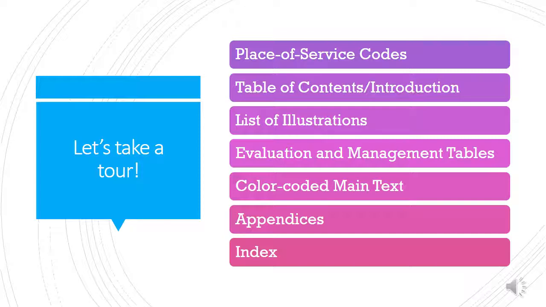Next, we find some very useful evaluation and management tables, the color-coded main text where the codes are found, some appendices, and the index. Let's look at those sections in a little bit more detail, starting with the index, the last color-coded section of the book, way at the end. Take a minute and find where the index begins. Use the color-coded sidebar of the pages to find the index. Again, this is the last section of the CPT coding book.